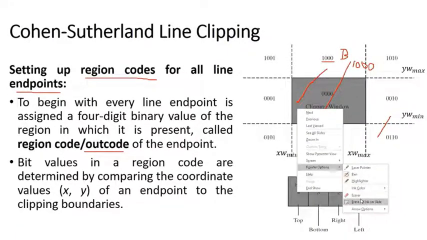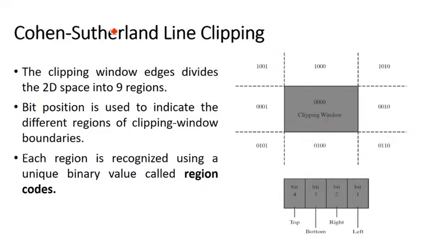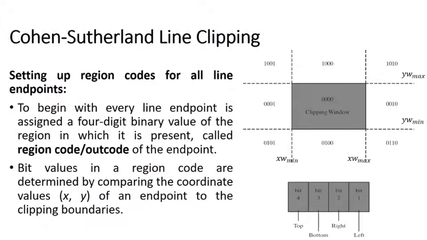So the first step that we do is we assign region codes. We divide the 2D space into different regions, and we assign bit codes called region codes to these regions. And then we take lines. We consider the endpoints of the lines, and depending on which region the endpoint resides in, we assign outcodes to those endpoints depending on the region code in which it is present.